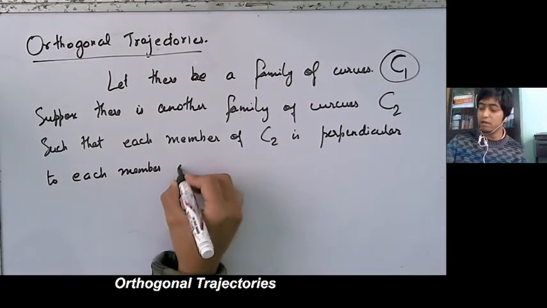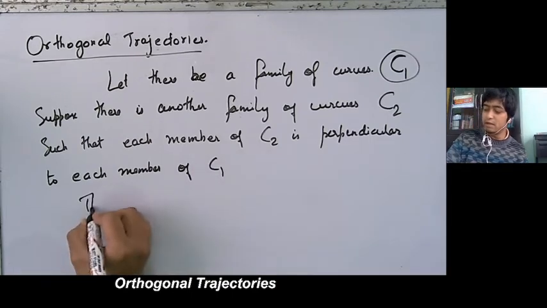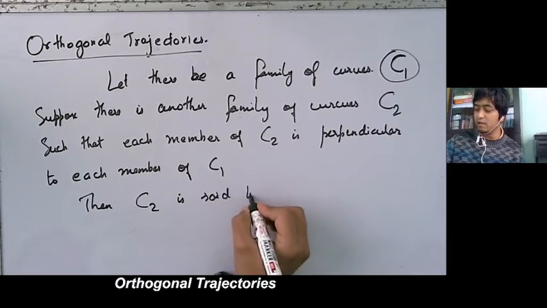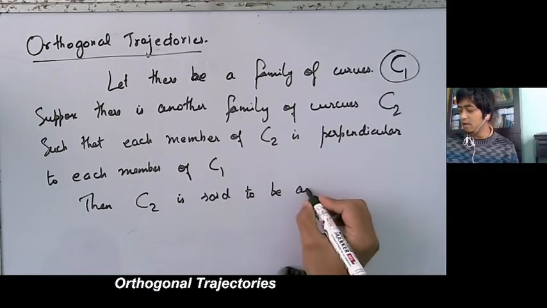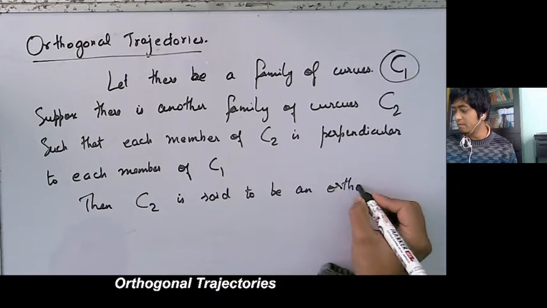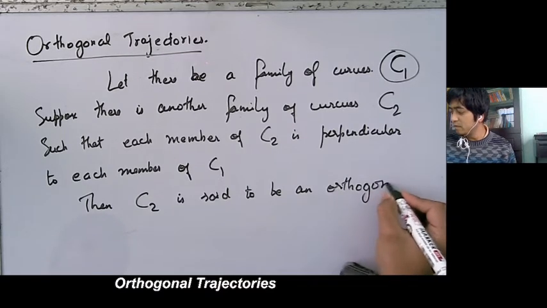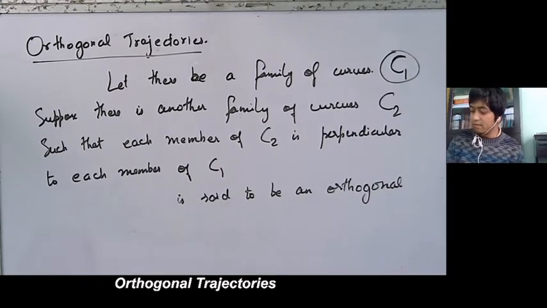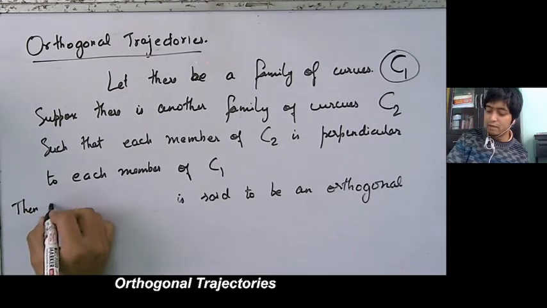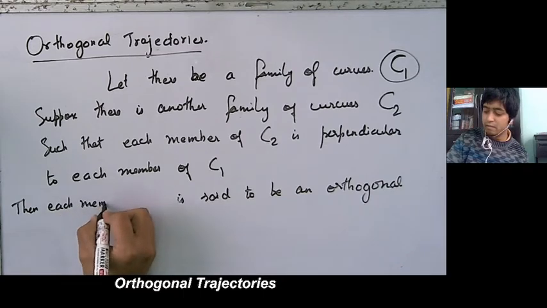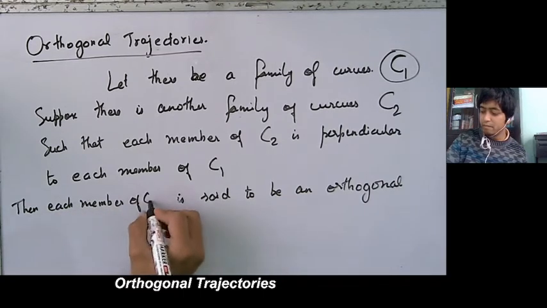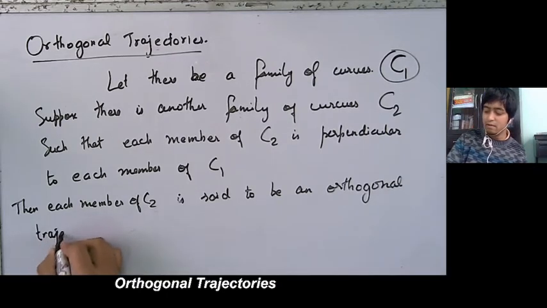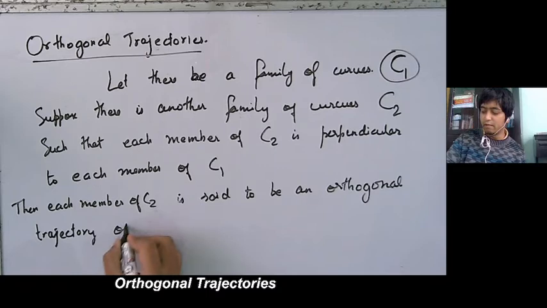To each member of C1, then C2 is said to be an orthogonal. Maybe I should be more specific. Then each member of C2 is said to be an orthogonal trajectory of C1.